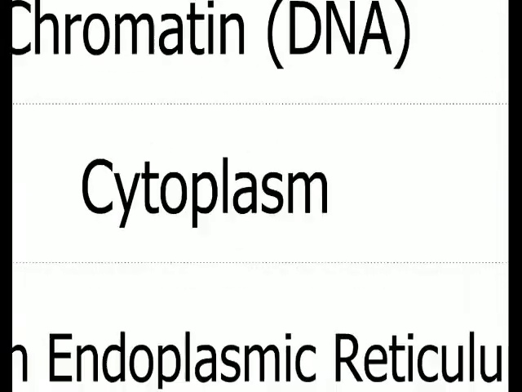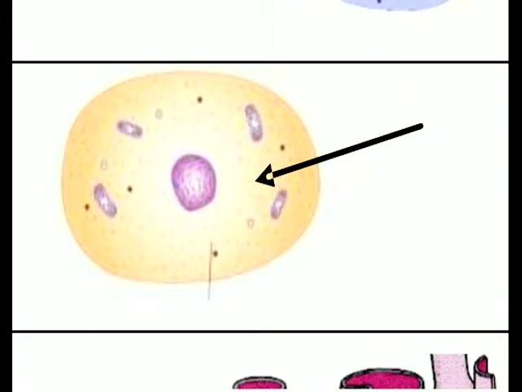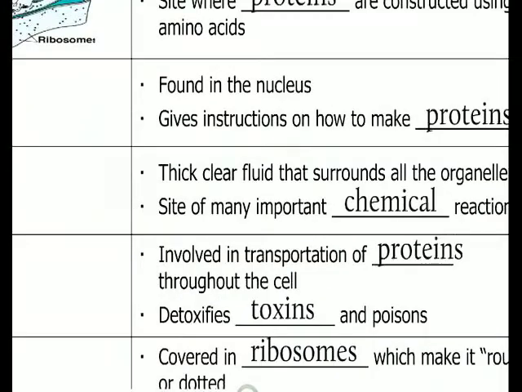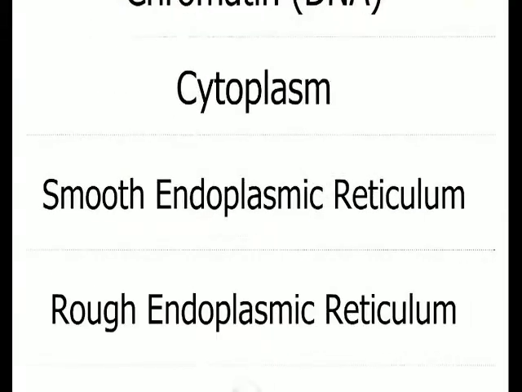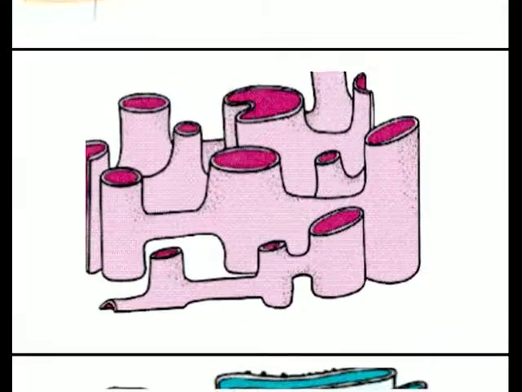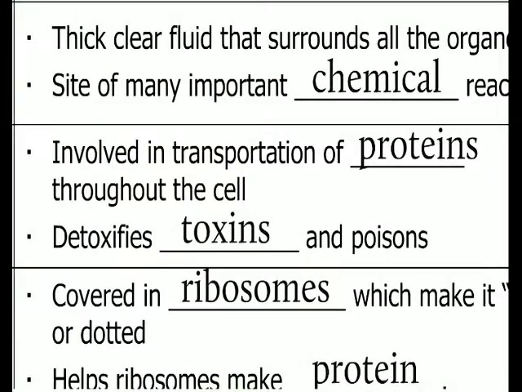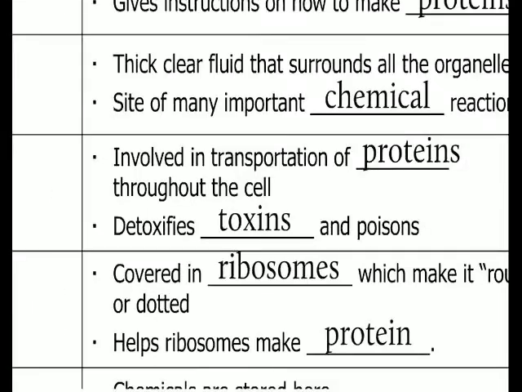Then we've got the cytoplasm. The cytoplasm is the filler material inside the cell, so it sort of takes up all of the space that isn't already taken. It's a thick, clear fluid, sort of the consistency of gelatin, and it's the site of many important chemical reactions. The smooth endoplasmic reticulum does not have ribosomes, but it looks very similar to the rough endoplasmic reticulum. It's involved in the transport of proteins. Once the ribosomes make the proteins, they are transported throughout the cell by the smooth endoplasmic reticulum, and it also detoxifies things that might be poisonous to your cell.